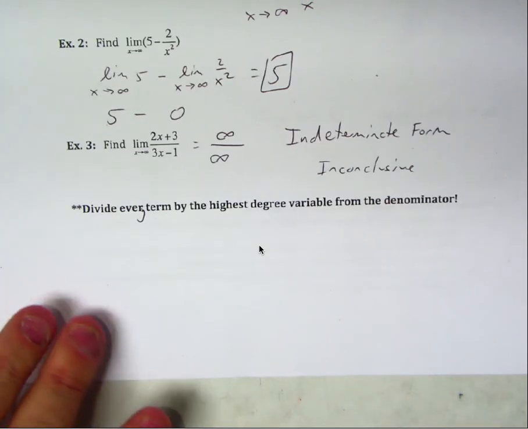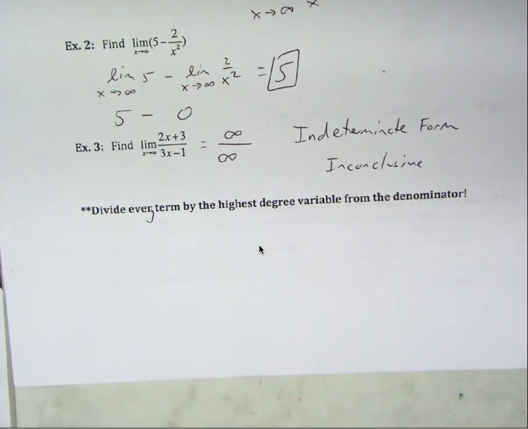Divide every term in your problem, every single term. So the 2x, the 3, the 3x, the negative 1. Divide every term by the highest degree variable from the denominator. This is how we're going to eliminate this issue. So what is the highest degree variable in the denominator? So the highest degree is 1, right?